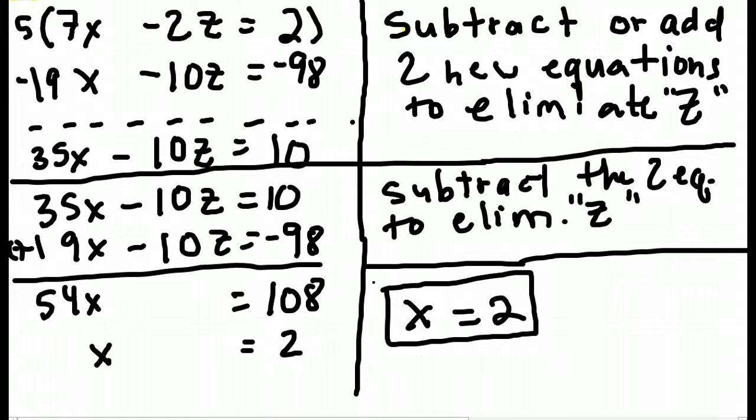Okay, so now we need to go back and look for an equation that only has two variables, one that has an x, and then we can solve for our other variable. The two new equations that we have are 7x minus 2z equals 2, and negative 19x minus 10z equals 98. Now that we have x, we can put that back into this equation and solve for our z. Does everybody understand that? I think this is where it starts to get tricky.